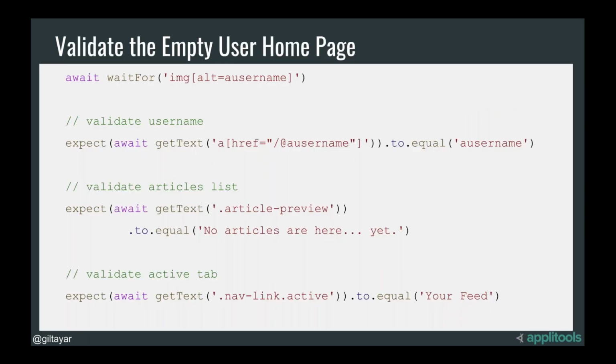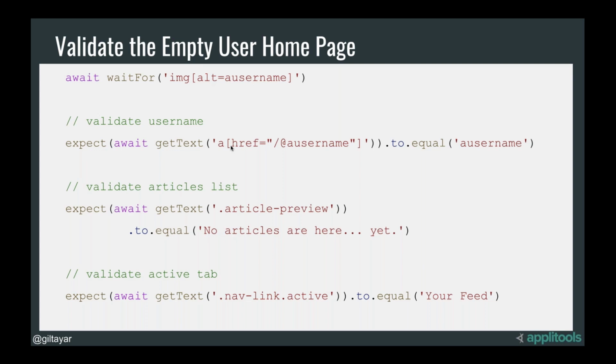So here we have validations. And how do validations look? Well, how do we validate the username? We get the text of the username using some selector and check that it's true. And then we validate the articles list, okay? And check that the articles list has a no articles are here yet, etc. And validate that the active tab is the correct one. That is regular validation. And here also, we have the fragile selector problem.